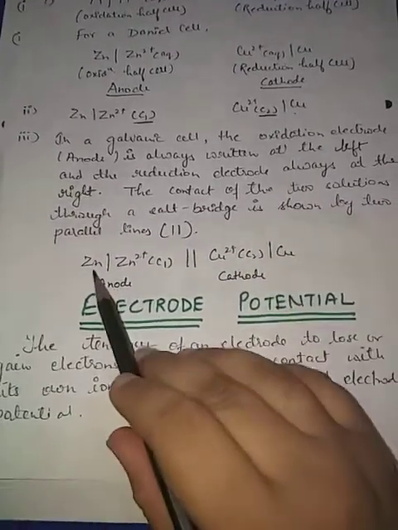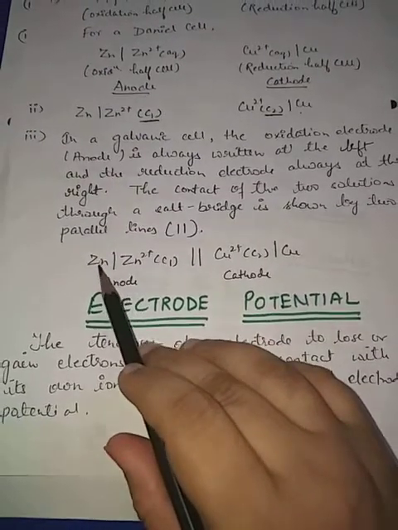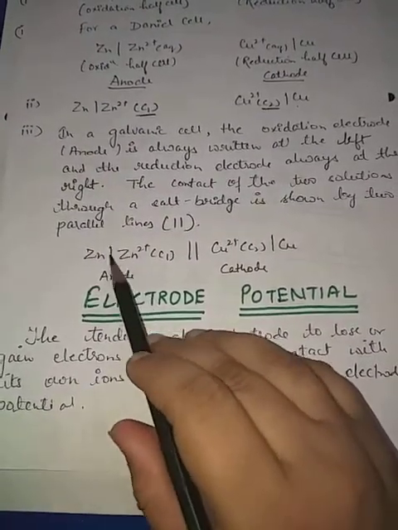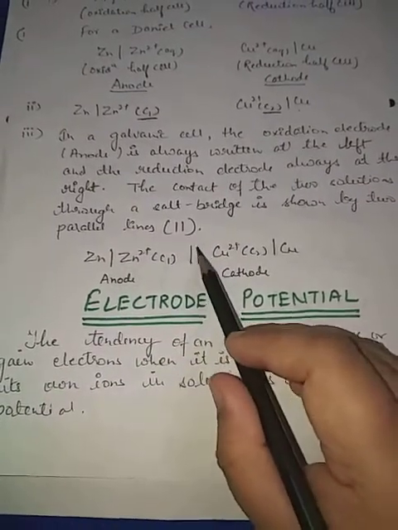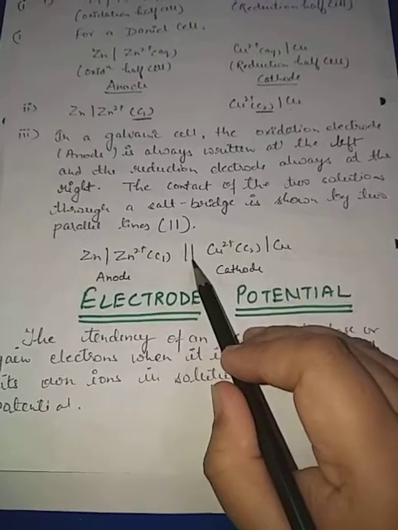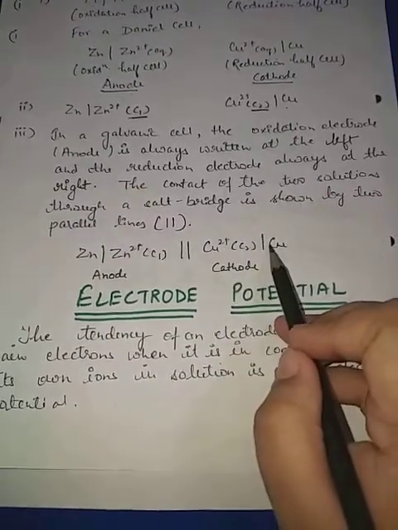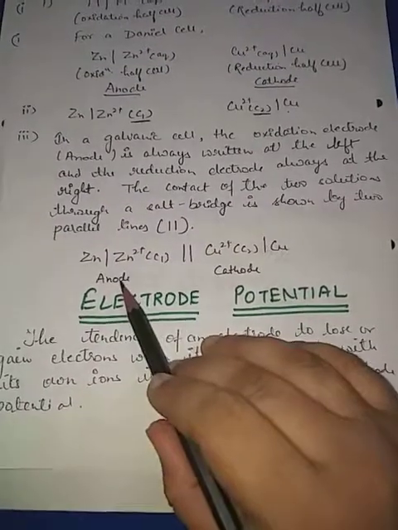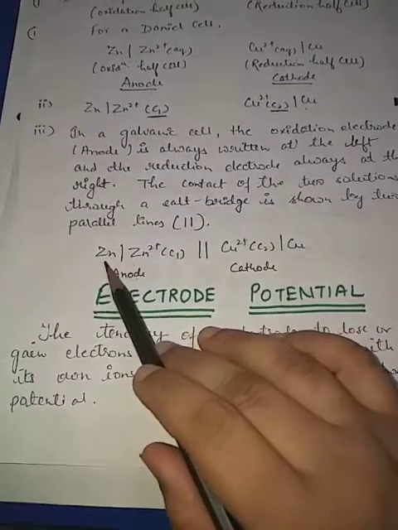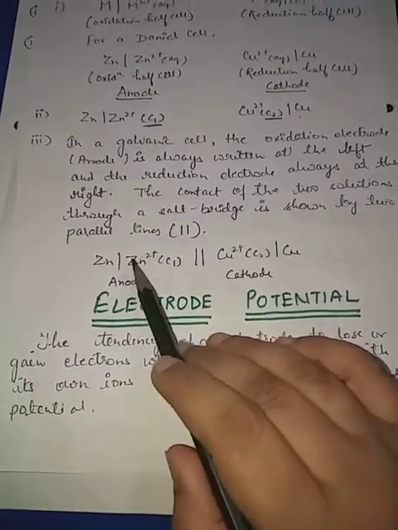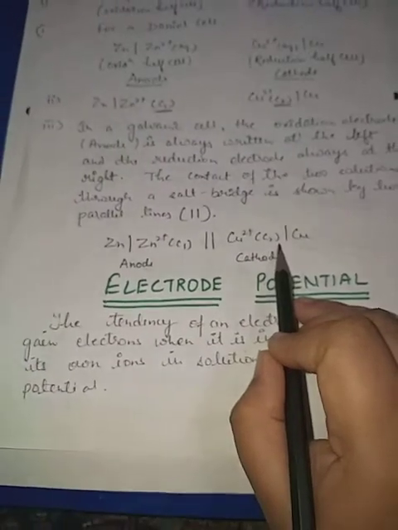See, this is separated by drawing a single line. Zinc changes into zinc ion, then a straight line representing the salt bridge, and here copper ions convert into copper atom. So this is the anode and this is the cathode. This is how we can represent a cell: the anode, where oxidation is taking place, then the salt bridge, and then where the reduction is taking place.